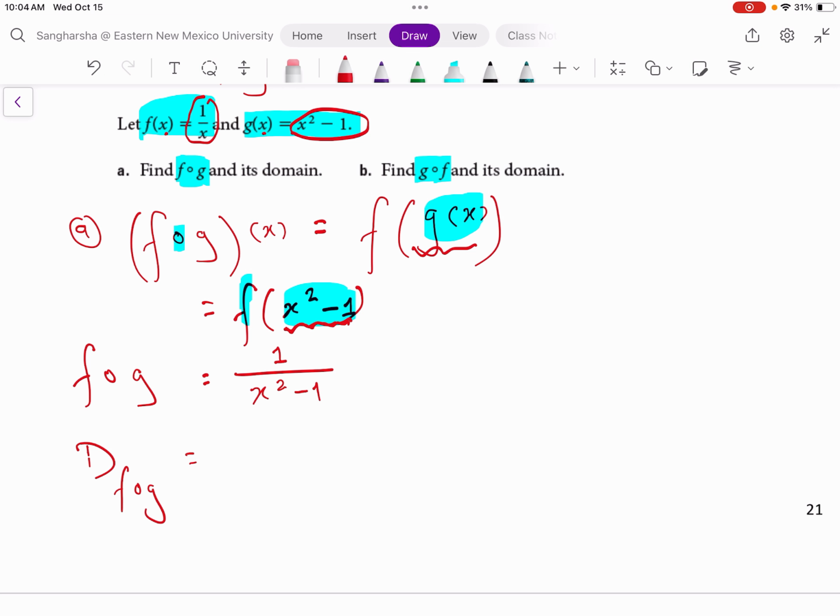Now if we have a rational function, how do we find the domain? At first, we look for a number which makes the denominator equal to 0. Now, can you tell me the numbers that make the denominator of this f composite g function equal to 0? So for what x value is our denominator equal to 0? Or do we not have any number which makes our denominator equal to 0?